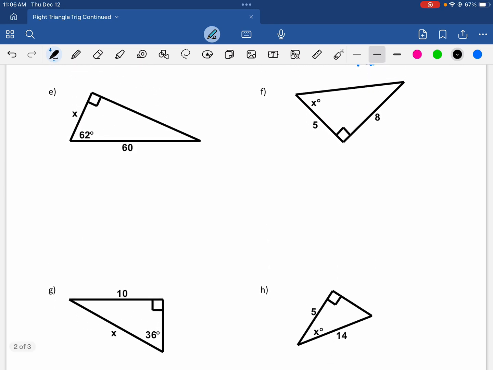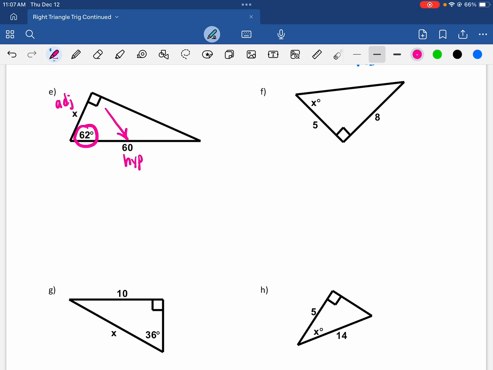All right, got a couple more we'll do together. Letter E, again, circle that angle. Use it to help you decide what sides you have. Looking at 62, seeing that x is next to that 62, so x must be adjacent. Now you also might have thought 60 might be adjacent as well because it was next to the 62, but if you look, that 60 is across from that right angle, so that must mean this is the hypotenuse.